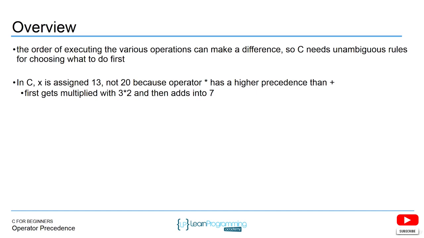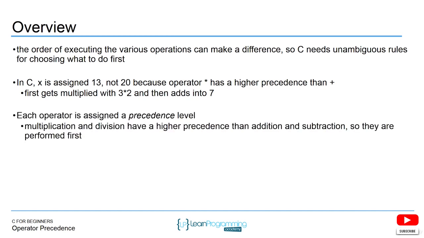Now C is going to do the latter. It's going to do the multiplication first because that has higher precedence. So it's going to do 3 times 2, which is 6, and then it's going to add the 7. So the result of x is going to be 13 because the asterisk has higher precedence than the addition. All right? There are rules for every single operator about which operator has precedence over the other. There's a precedence level, and multiplication and division have higher precedence than addition and subtraction, so they're performed first, for example.